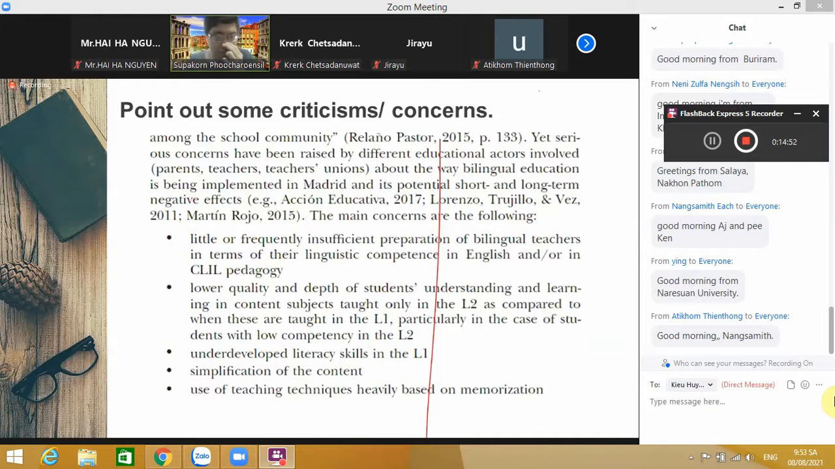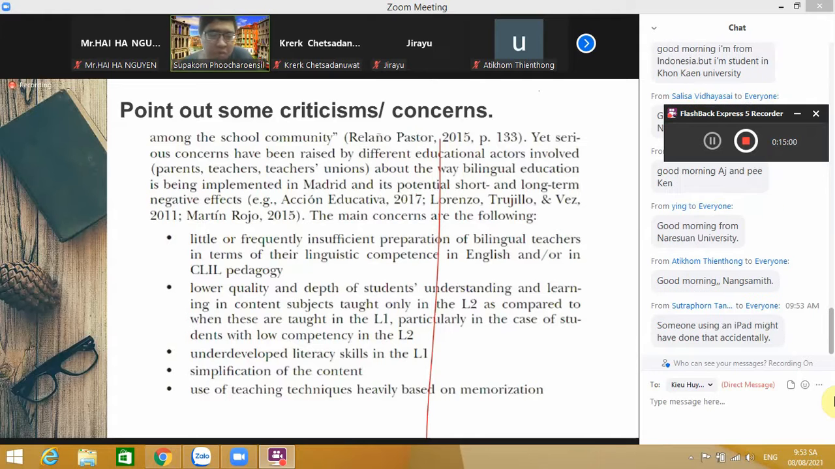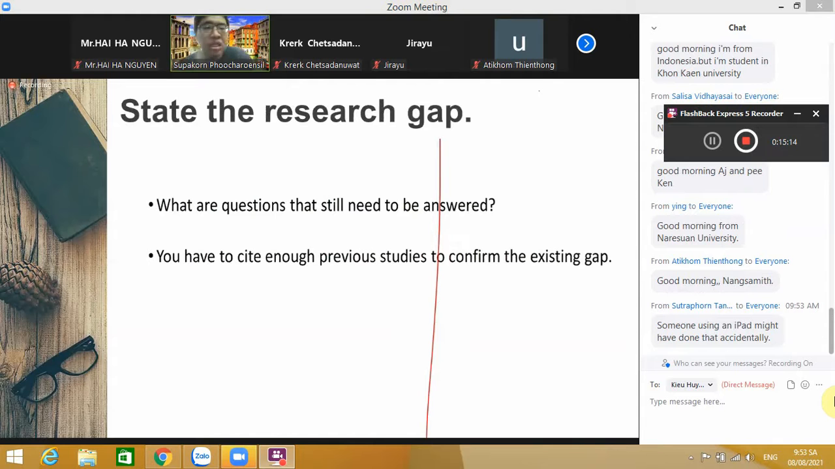Some of the writers can point it out like this, like bullet them, right? This is not a very common way. Not very often have I seen this, but it is a paper published in TESOL Quarterly. But most of the time, the main concerns or the limitations of the previous studies are outlined in paragraphs, in text. Okay, and then you have to state the research gap.